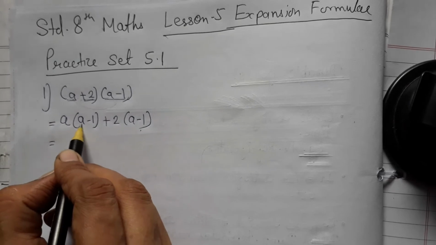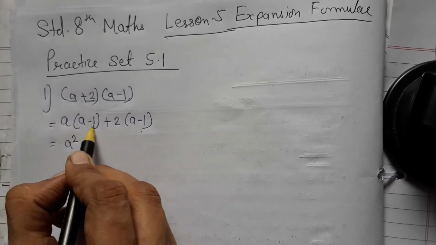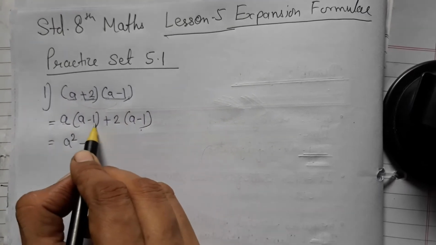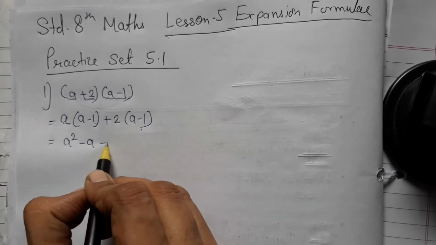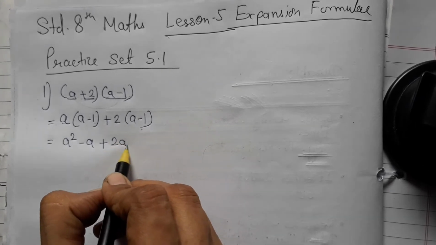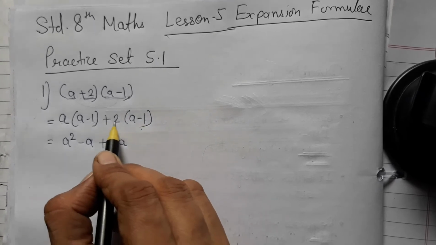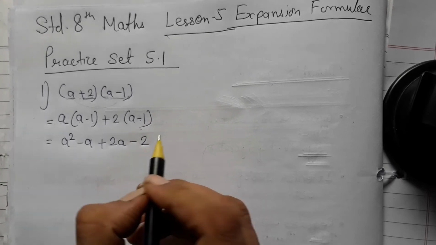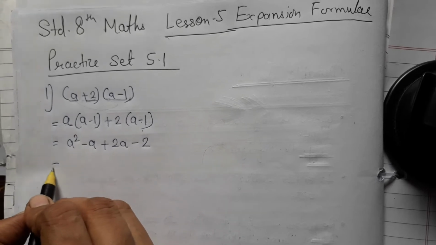a into a, that means a². a into minus 1, minus a. This is done. Now plus 2 into a, plus 2a. Plus 2 into minus 1, minus 2.